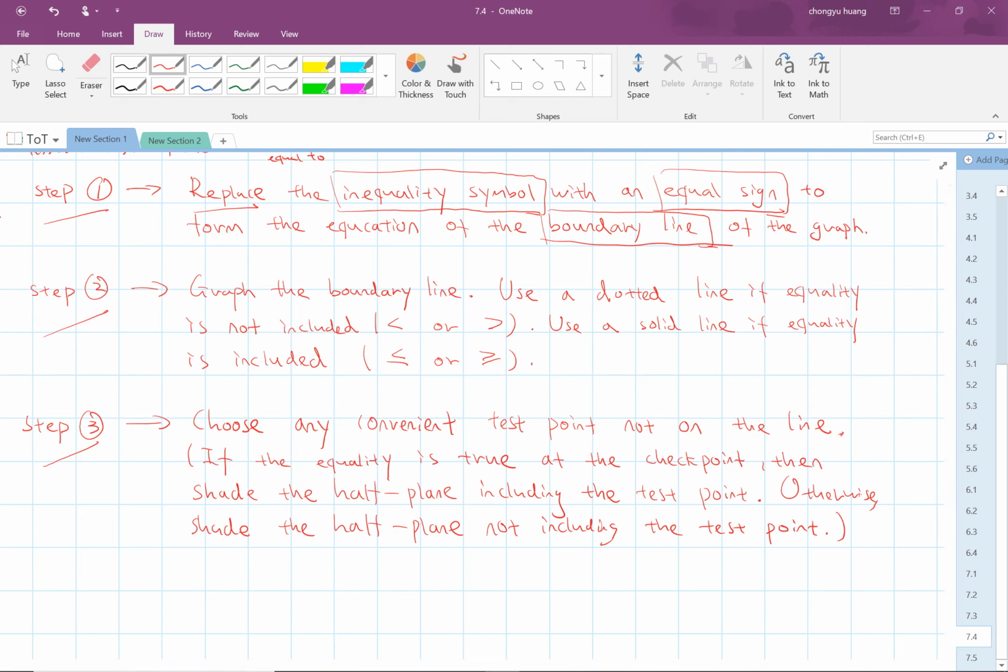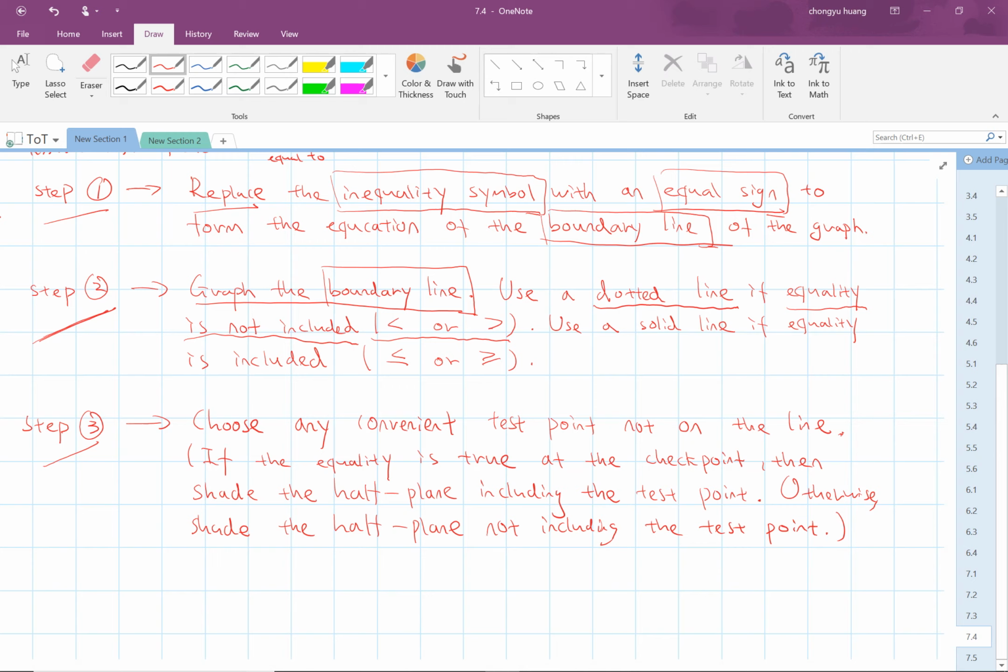Now let's move into step 2. Step 2 says we have to graph the boundary line. We are going to use a dotted line if the inequality is not included. So wherever you see less than or bigger than, we have to draw a dotted line because equality is not included.